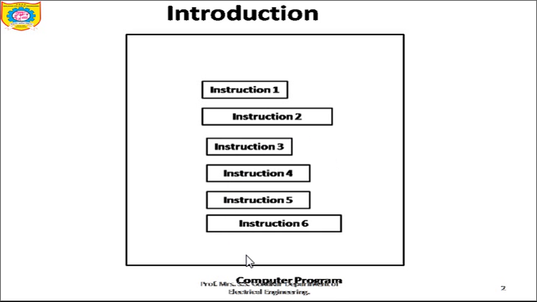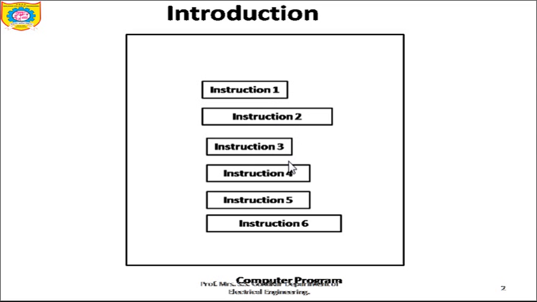So here you can see a diagram which consists of a computer program. Here these are the set of instructions which are written, instruction 1, 2, 3, 4, 5 and 6. Some instructions are longer and some instructions are shorter. Like consider here, if you see instruction 1 and 2, instruction number 2 is longer than instruction number 1.